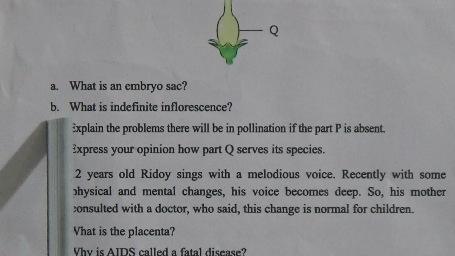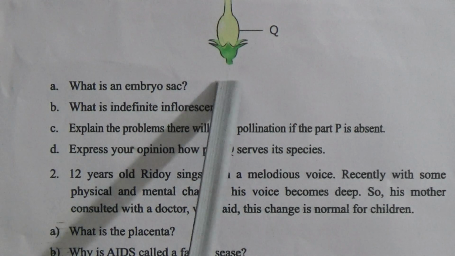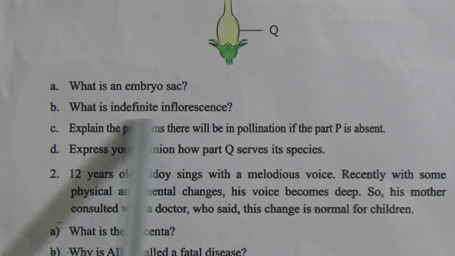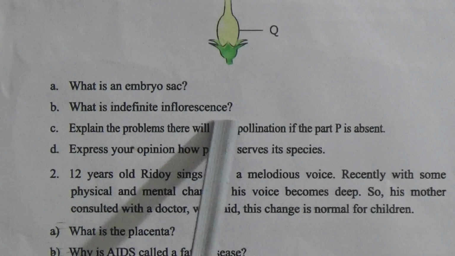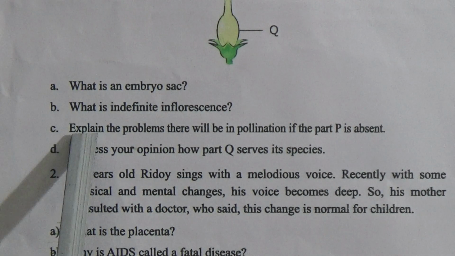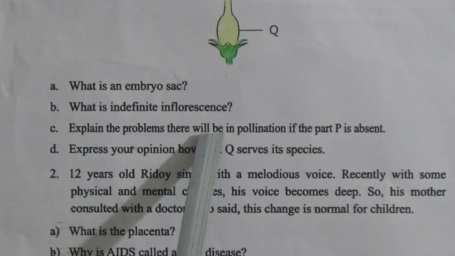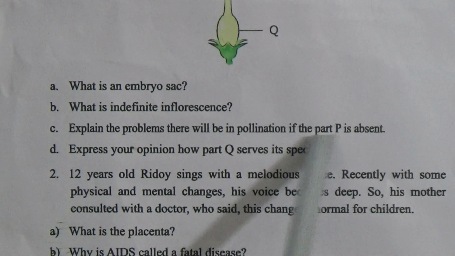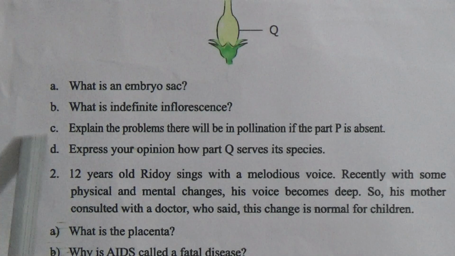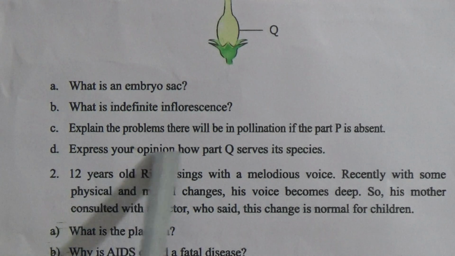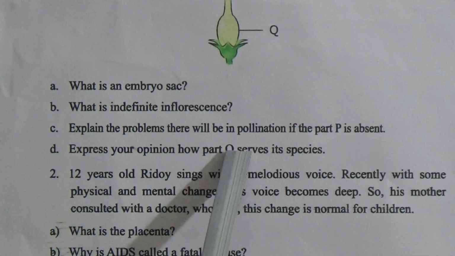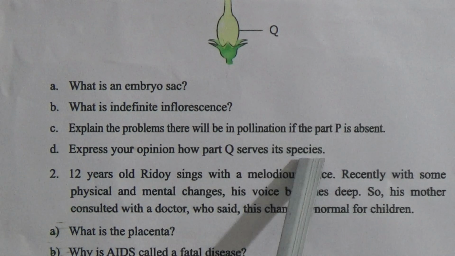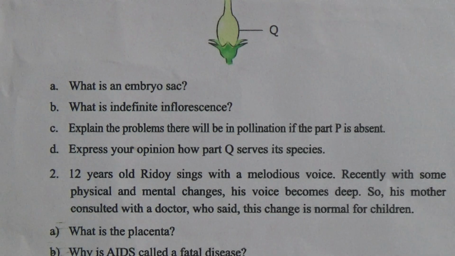Students, I am reading this again. A, what is an embryo sac; B, what is indefinite inflorescence; and C, explain the problems that there will be in pollination if the part P is absent; and D, express your opinion how part Q serves each species. And now the answer is here.